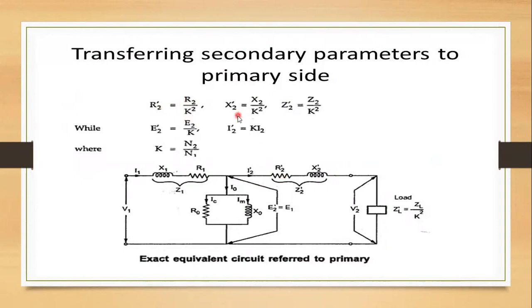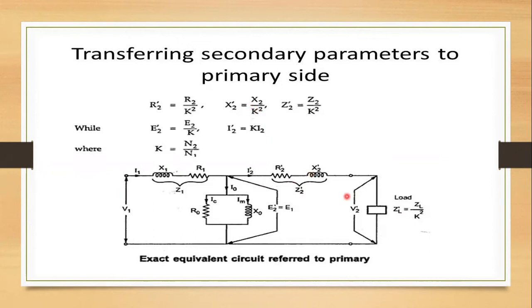Similarly, X2 dash is equal to X2 by K square, and Z2 dash is equal to Z2 by K square. That is called your ZL impedance. Generally it can be called the Z2 dash impedance. The secondary parameters are completely converted into the primary side. So Z2 dash is nothing but Z2 by K square. If it is resistance only, R2 dash is equal to R2 by K square, and X2 dash is equal to X2 by K square.